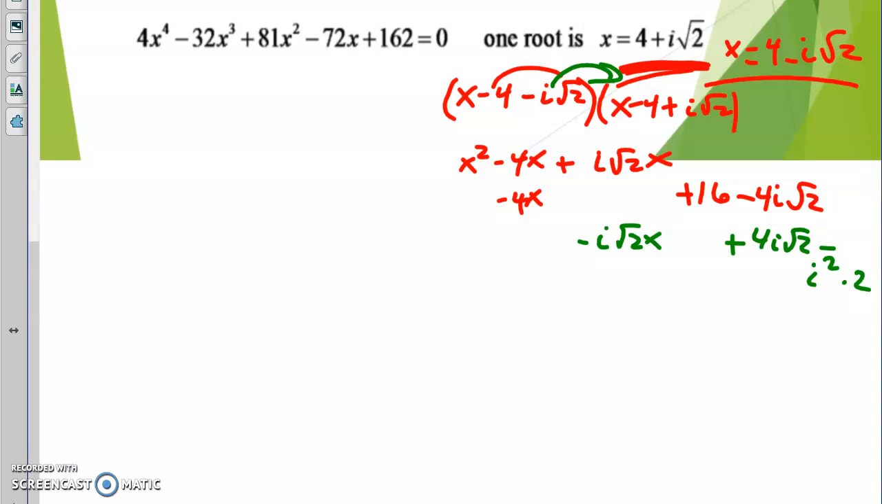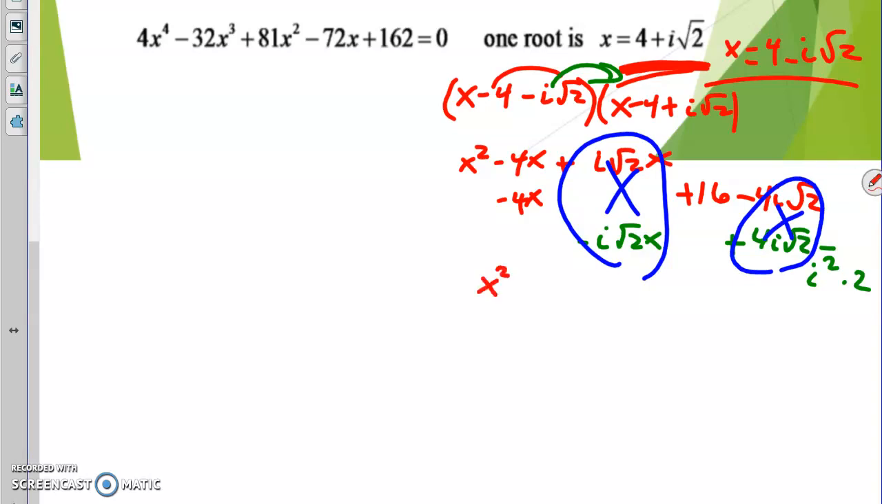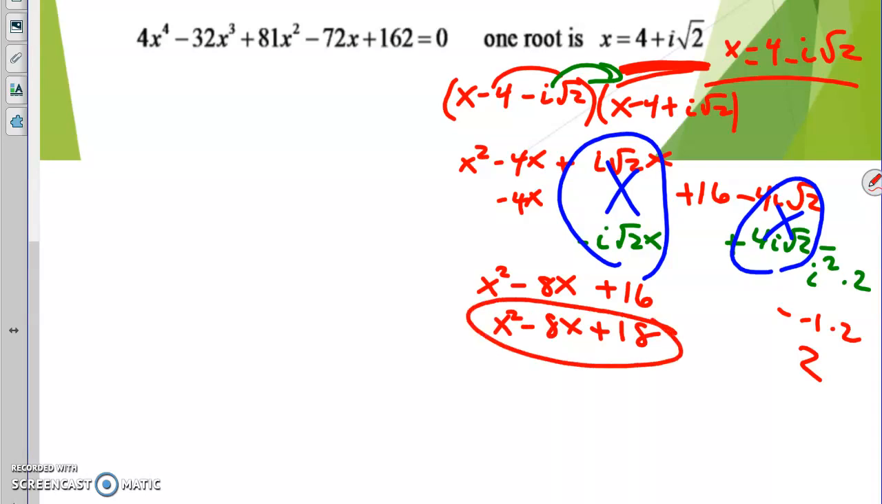And if you line up the stuff the way I did here, notice that these two are opposites and these two are opposites, so they just go away, and my leftovers are going to be x squared minus 8x plus 16. And then i squared is the same as negative 1, and that's going to give me a negative 1 times 2, which gives me a plus 2. So we're going to say that this is the polynomial that has these two roots.